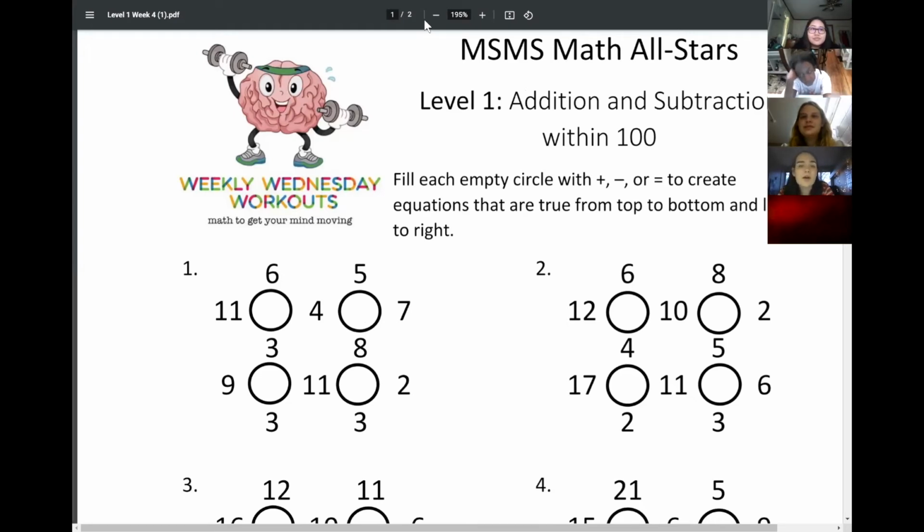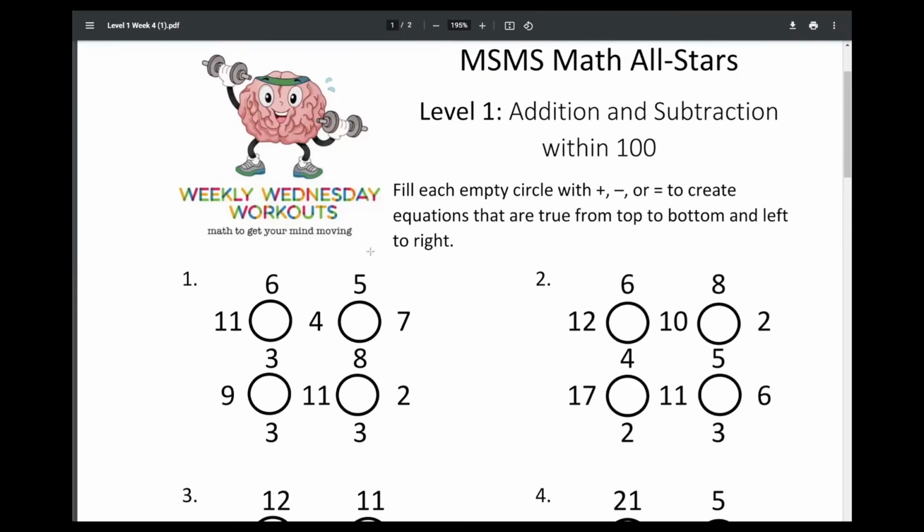So let's figure out what we can fill in from left to right. I'm looking here and I see, okay, I have an 11, a 4, and a 7. And I need to use plus signs, minus signs, and or equal signs to relate those. So does anyone know how I could use plus signs, minus signs, or equal signs to relate 11, 4, and 7? And also, Katie, could you call on people for me because I can't see everyone?